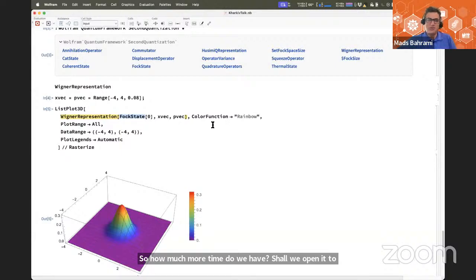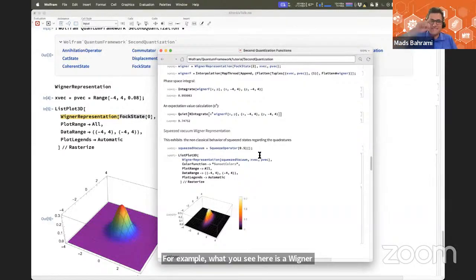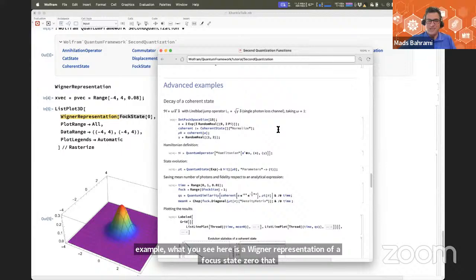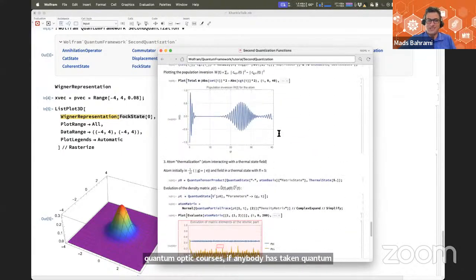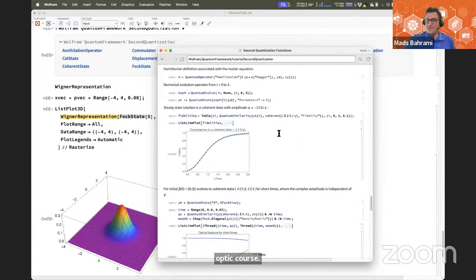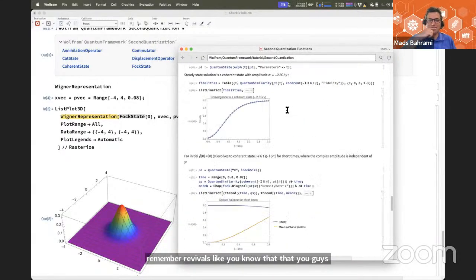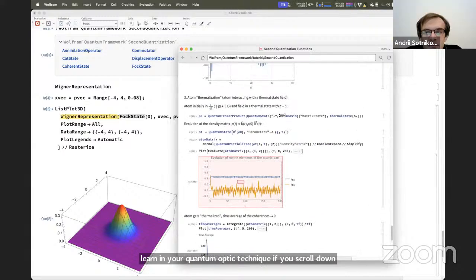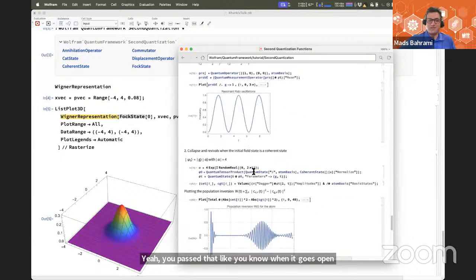For example, what you see here is a Wigner representation of a Fock state zero, that zero state that you guys have learned in your quantum optics courses, if anybody has taken a quantum optics course. And then you can do all those fancy, I don't know, anybody here remember revivals that you learned in your quantum optics? Nick, if you scroll down, yeah, you passed that, when it goes up, the one above that. Yeah, that's a typical example of revivals, etc.